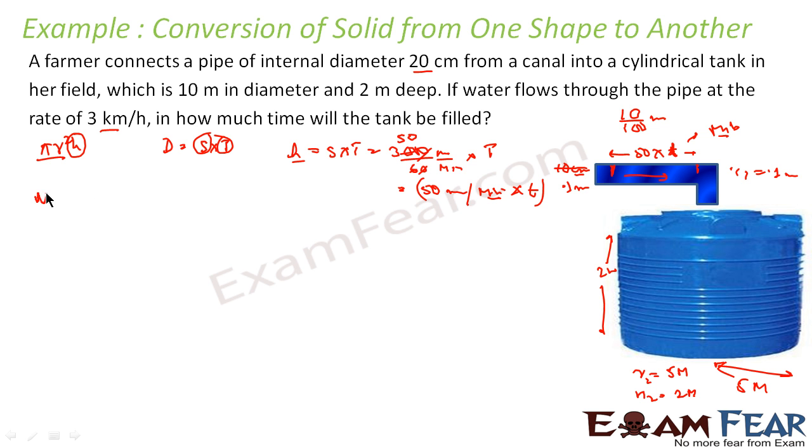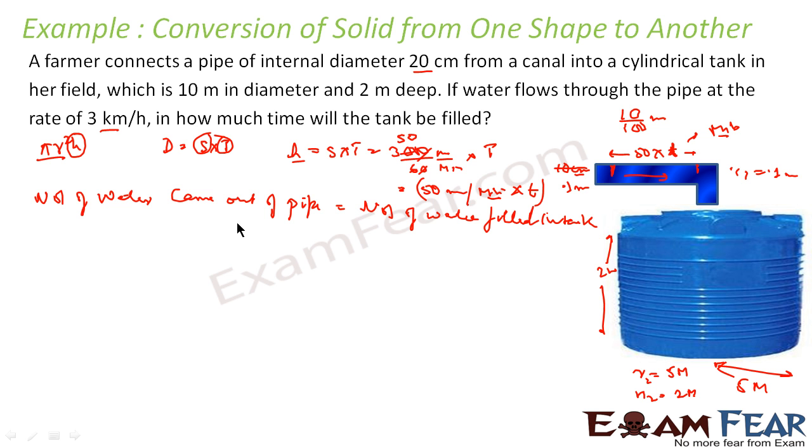So the volume of water that came out of the pipe is equal to the volume of water filled in the tank. The volume of water that came out from the pipe is pi R1 square into H, and that is equal to the volume of water filled in the tank. The volume of the tank is pi R2 square H2. Let's cancel this pi. So this becomes R1 square, H is nothing but 50 into T, where T is in minutes. R1 square into 50T is equal to R2 square into H2.